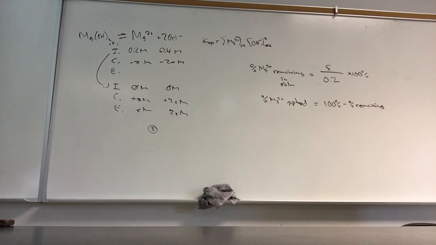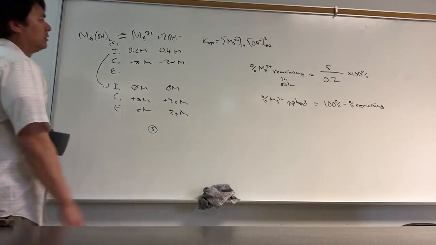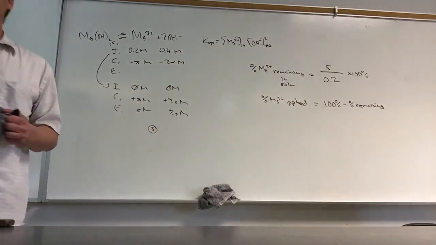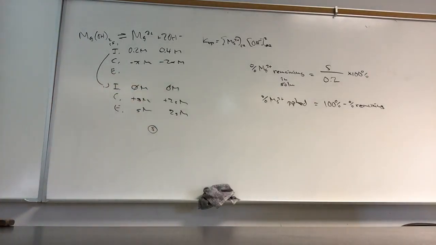Well, anyway, we have two definitions for complete: complete 100% or just a complete precipitation. Complete precipitation means what? Is it possible to get a 100% precipitation? No. It's impossible. And so for us, complete is going to mean 99.9%. That's correct.